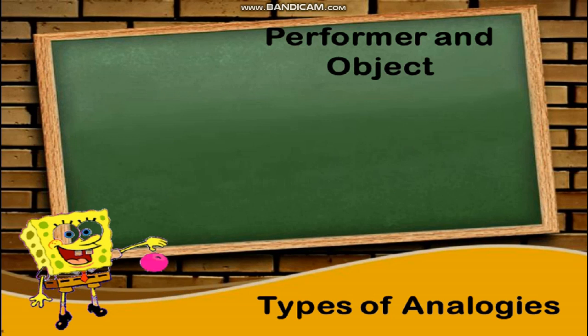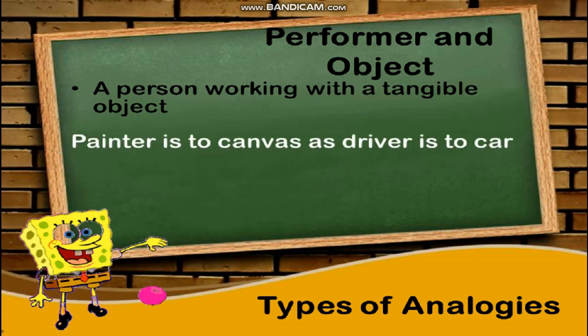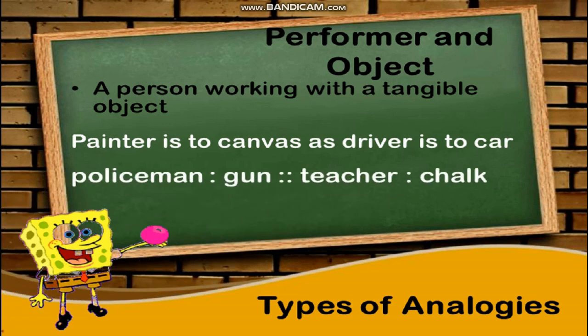Another type, performer and object. A person working with a tangible object. Example, painter is to canvas as driver is to car. Painter is using canvas as driver is using car. Policeman is to gun as teacher is to chalk. Policeman is using gun as teacher is using chalk.